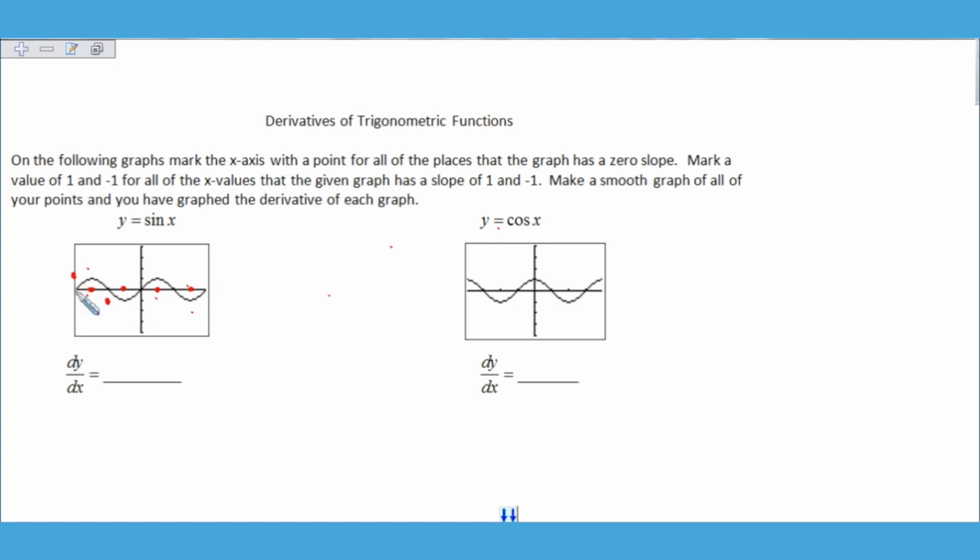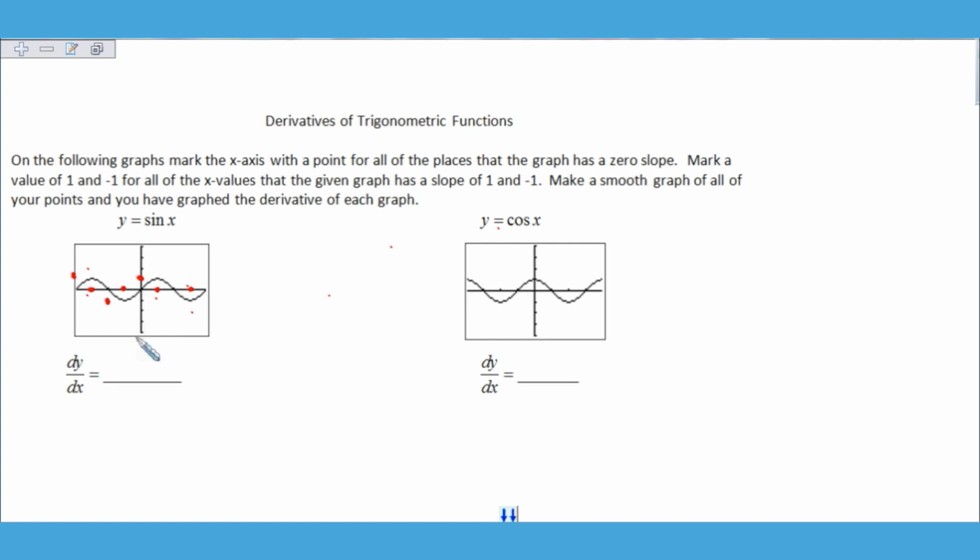So positive slope, I'm going to put a positive 1. 0 slope, I'm going to put a 0 value. -1 slope, I'm going to put a value of -1. 0 slope, a value of 0. What do you think would be the slope there? It looks like positive 1 again. So I'm going to put a value of 1 on this derivative graph.